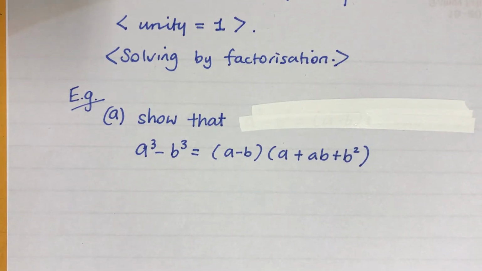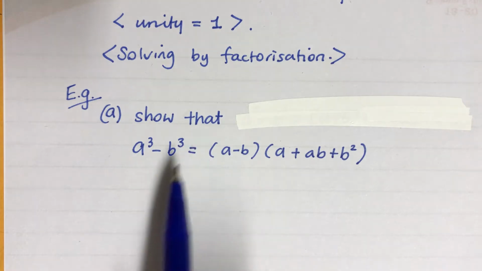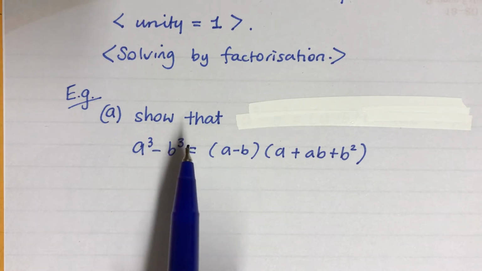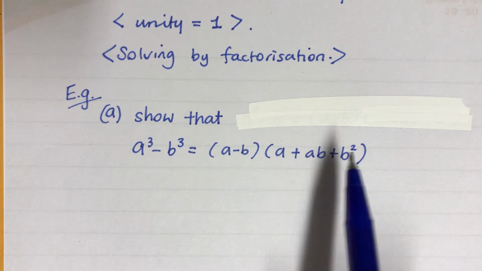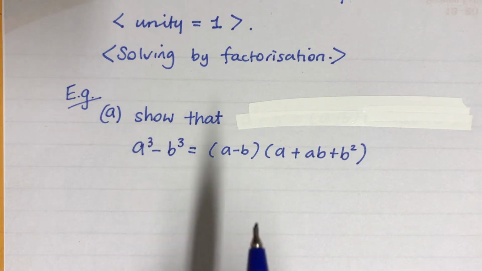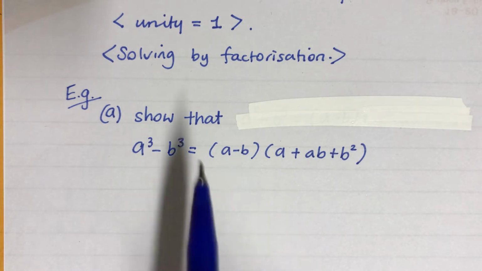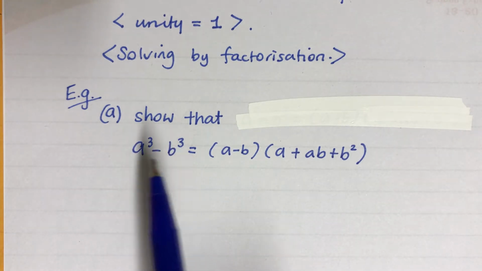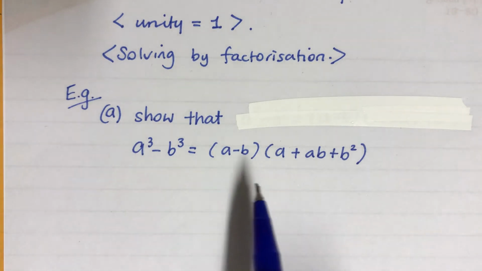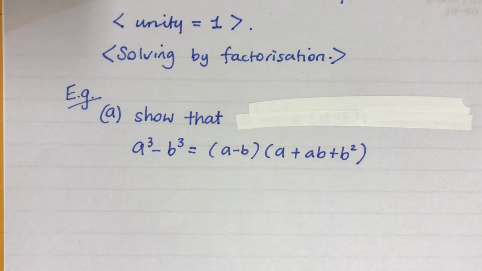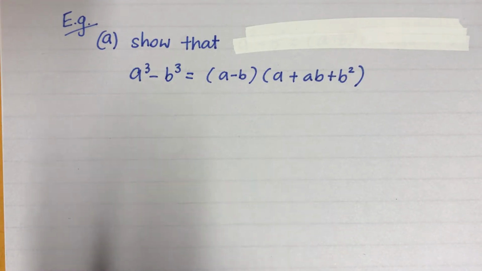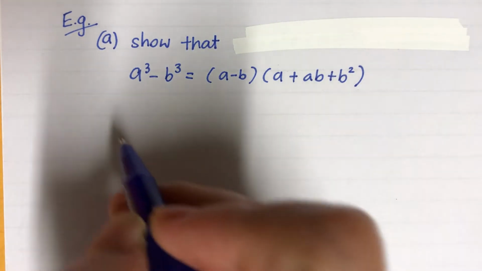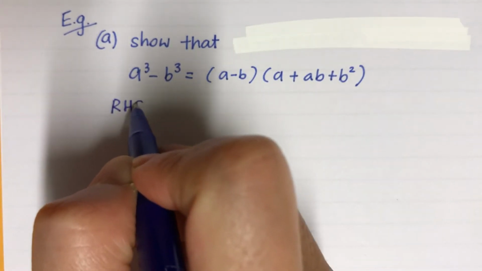So I'm going to do an example here. Show that a cubed minus b cubed equals (a minus b)(a squared plus ab plus b squared). Now that is what we call the difference of two cubes, similar to the difference of two squares, but instead of squares we've got cubes, so we need to prove that. When it says show that something, it's most likely left hand side equals right hand side. Okay, so I'm going to start with the right hand side.